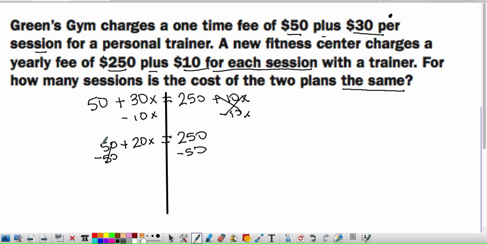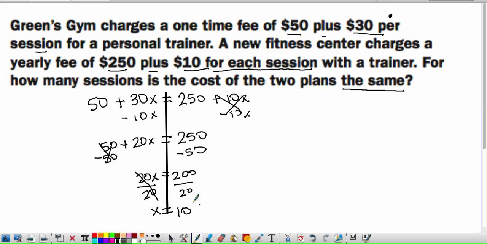50 minus 50 is 0, and so that leaves me with 20x equals 250 minus 50, which is 200. Still trying to get x by itself. The inverse of times 20 is divided by 20. 20 divided by 20 is 1, and so that's how I get my x all by itself. And 200 divided by 20 is 10.